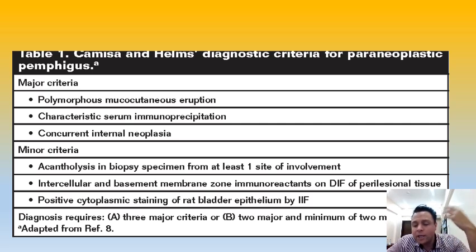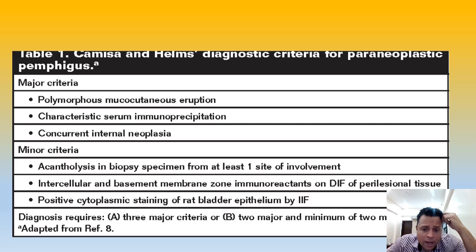What are the three major criteria? I told you: first, a polymorphous mucocutaneous eruption. Second, characteristic immunoprecipitation, showing the various antibodies and antigens. And third, you should prove there is a concurrent internal neoplasia. You are doing the CT scan and everything.